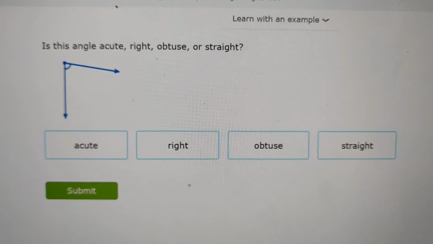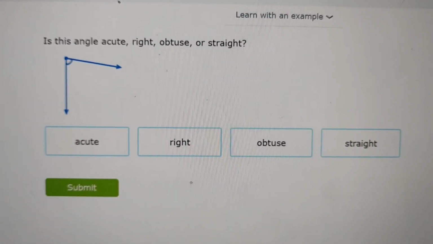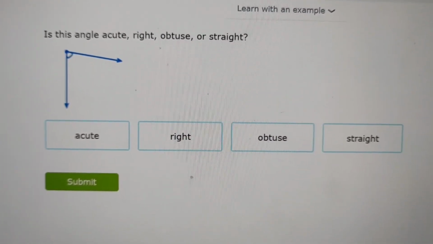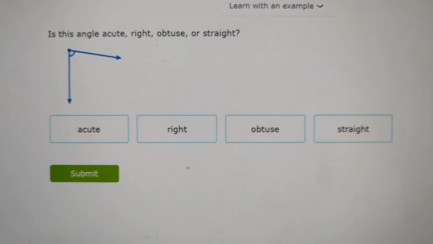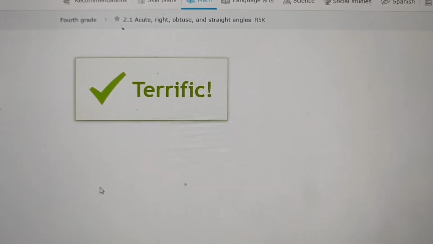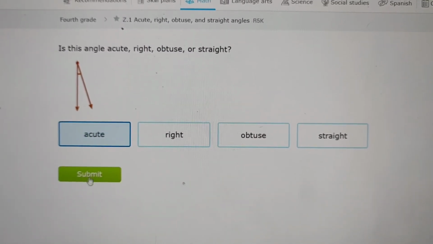Z1 looks like this, so it says, is this angle acute, right, obtuse, or straight? To me, it looks like it's less than a right angle, so less than 90 degrees. So I'm going to choose that it's acute. I'm going to choose that this one's acute also.